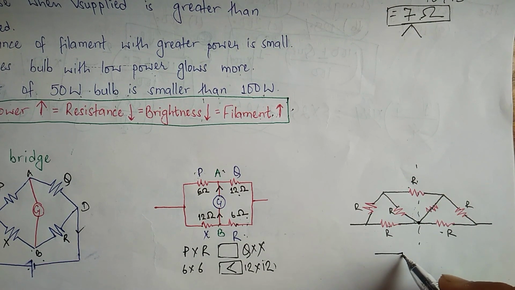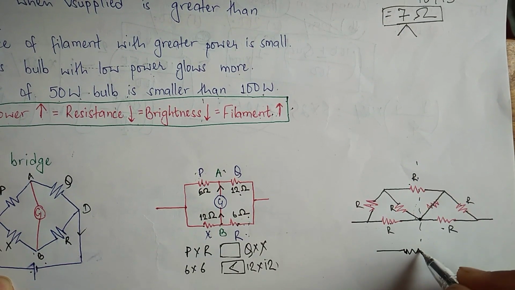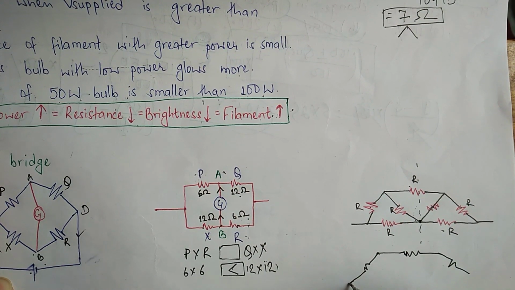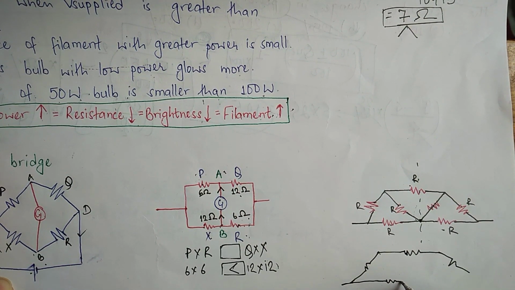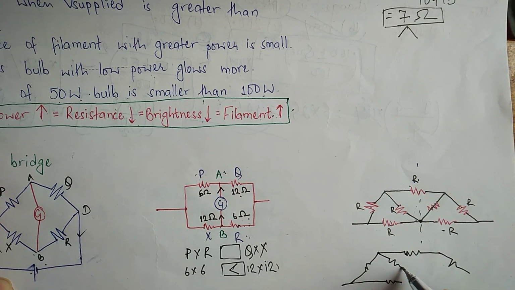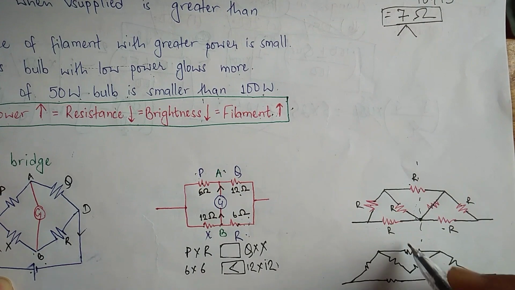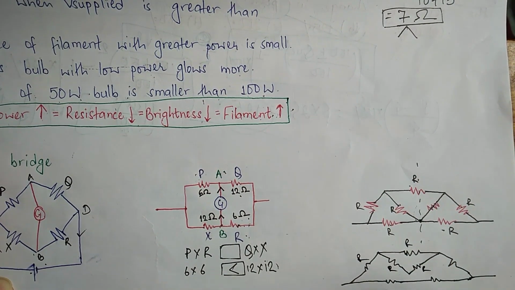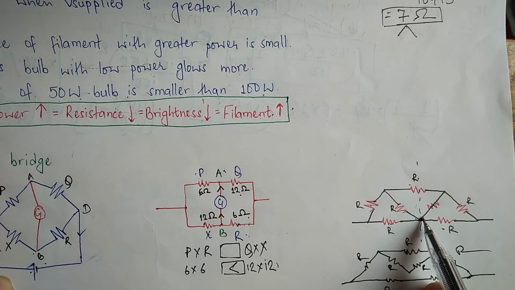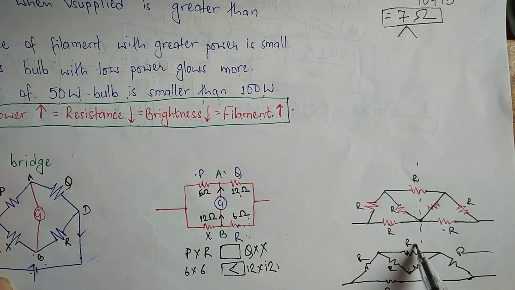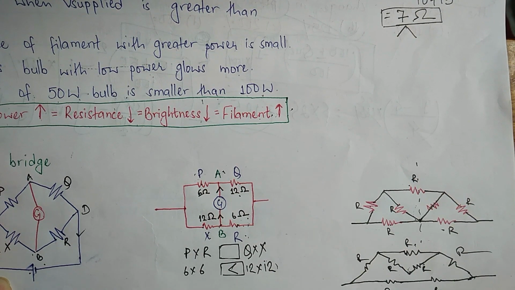So it will be R R R R R R R. So this point can be removed like this. Now you can solve them. These two are in series and then in parallel, and then you can find the other. Then you can easily solve these questions.